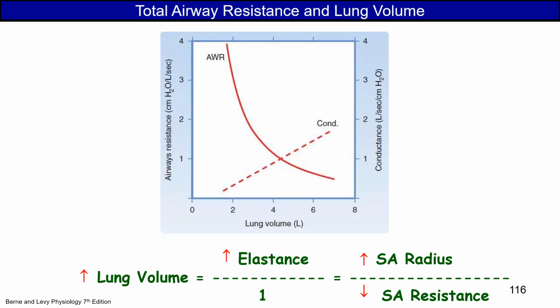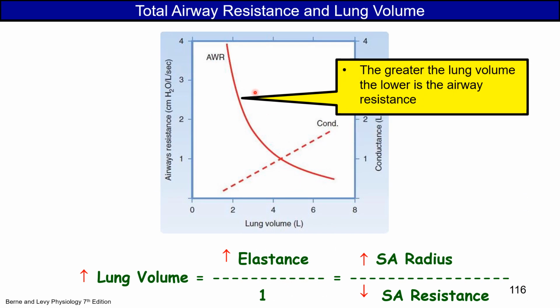So that relationship is shown by this graph, wherein the x-axis is volume and the y-axis is airway resistance. Notice that the airway resistance is inversely related. The greater the lung volume, the lower is the airway resistance.